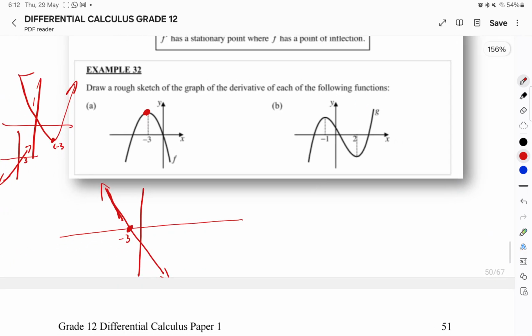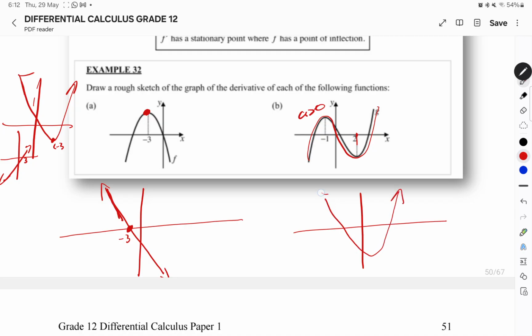Now the rough sketch of the derivative of this function: it's a cubic, so the derivative is going to be a parabola. We said that the x coordinate of the turning point will be the x-intercept. Increase, decrease, increase. A is bigger than 0, so this is concave up. So I will have a graph probably like that. Then this will be -1.